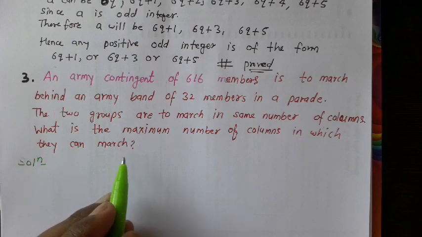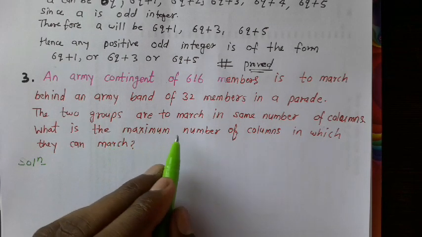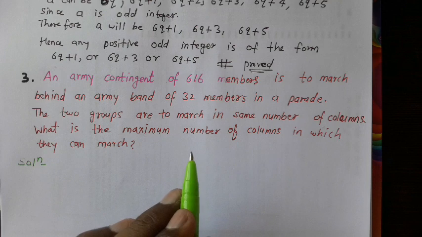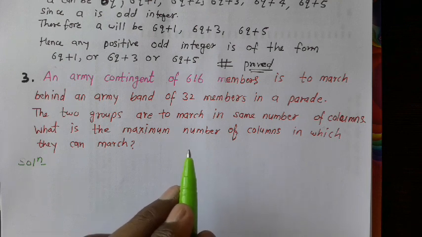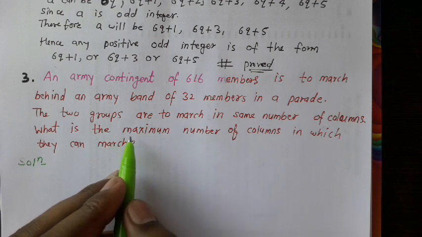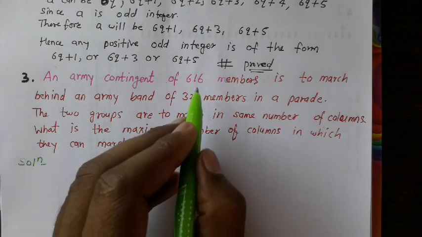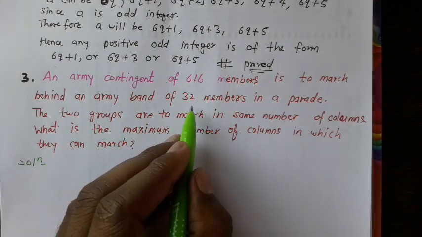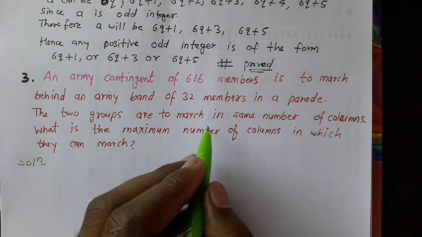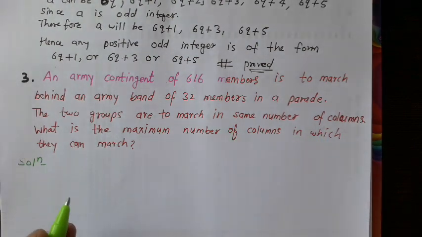I repeat once again. Here the question is asking for the maximum number of columns. For a maximum you find the HCF, highest common factor, and for a minimum you find the lowest common multiple, LCM. You remember that: maximum, HCF; minimum, LCM. So here it is maximum, then you find the HCF of 616 and 32. So you get how many can march in each group in the same number of columns.